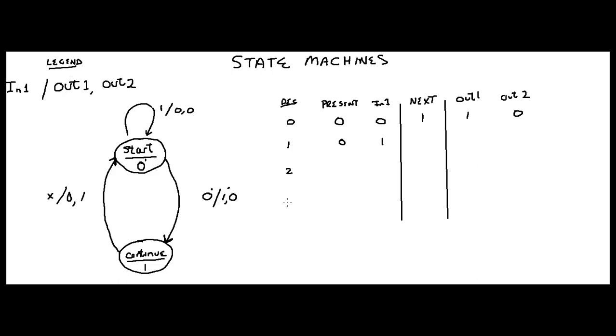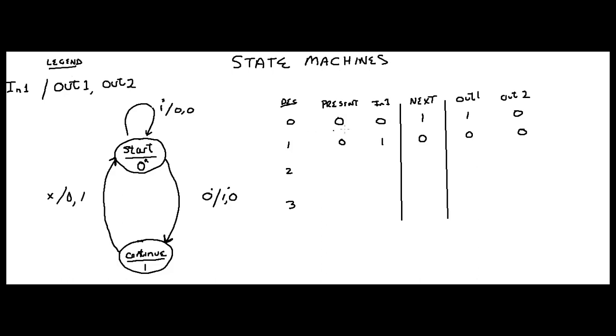So, let's keep going here. Present state is 0. We're right over here again. In is 1. That means we're up here. If you clock it, what's your next state? Next state is going to stay at 0, doesn't it? And what are your outputs? Now, let's do the next one.